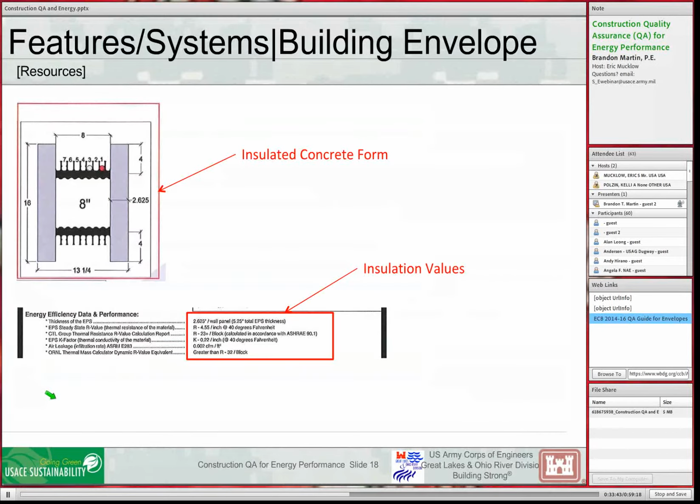So these are just examples of an insulated concrete form section. And this is the performance value. So what we would want to make sure of is we got the materials that were specified. We got our 8 inches for the concrete pour. We got the thickness we wanted for our insulation. And this is the performance of the insulation. Now, you may have insulation values specified, or you may just have the material specified. Make sure it complies with one or the other.